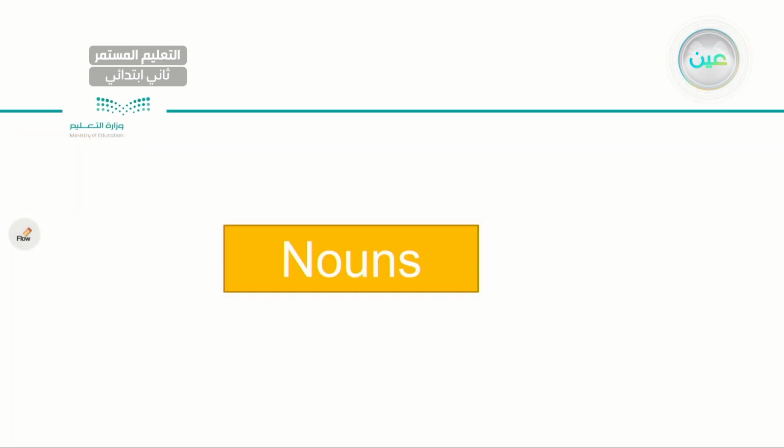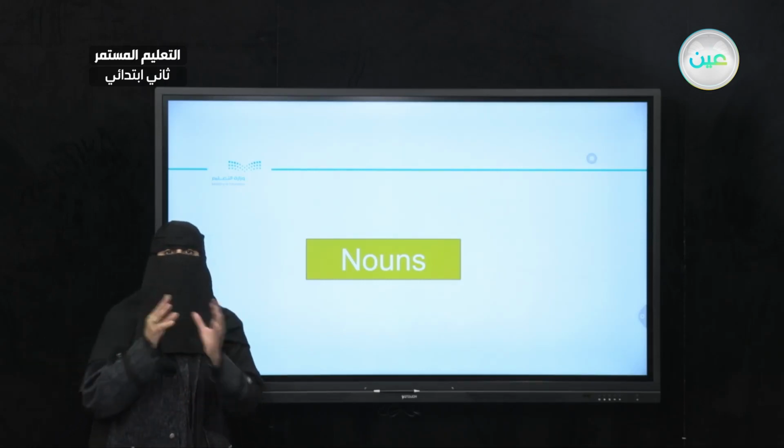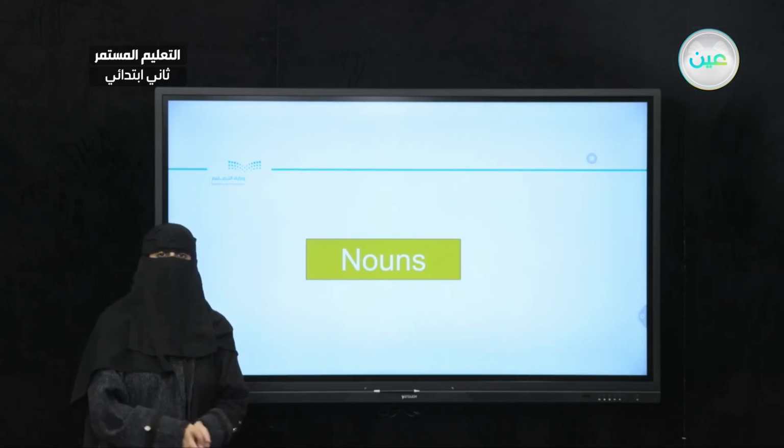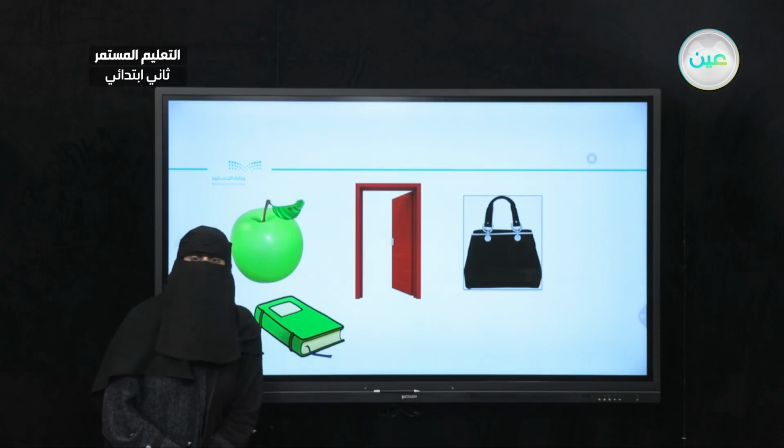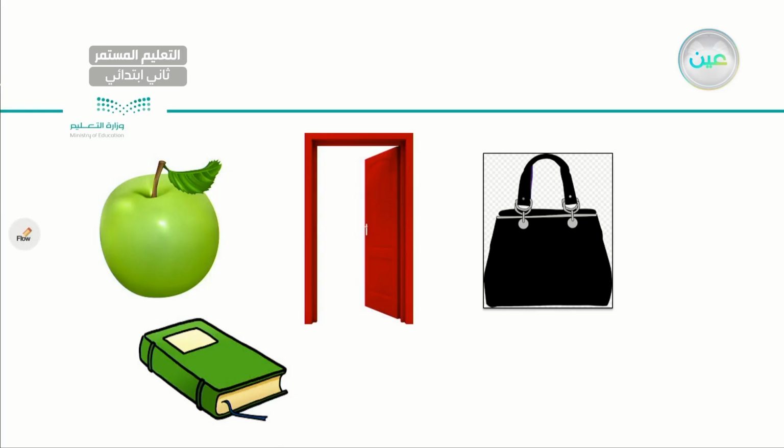Now, I have something that is called nouns. We already talked about nouns and we talked about pronouns, right? But now I will try to identify more or talk more about nouns. What do we mean by the word nouns? Now, I need you to look at these pictures and try to name some of these items for me. We already took all of them actually in unit number 2. So I can see an apple, right? A book, a door, and a bag, right? So I have 4 items. They are nouns. All of them are nouns.